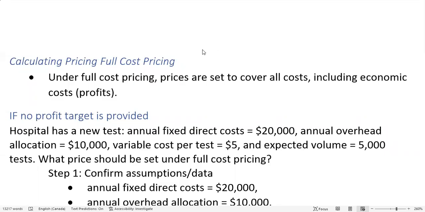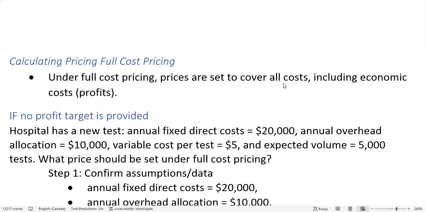So this video is explaining how to calculate full cost pricing. Remember that under full cost pricing, prices are set to cover all of the costs, right? Including your economic cost or your profits.